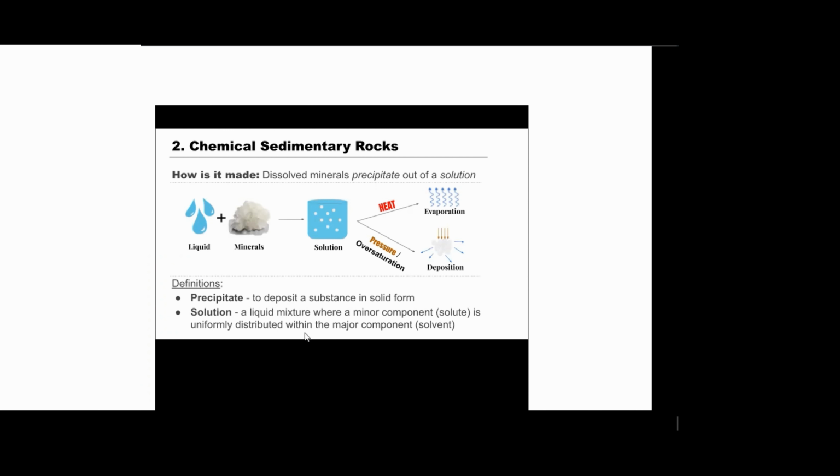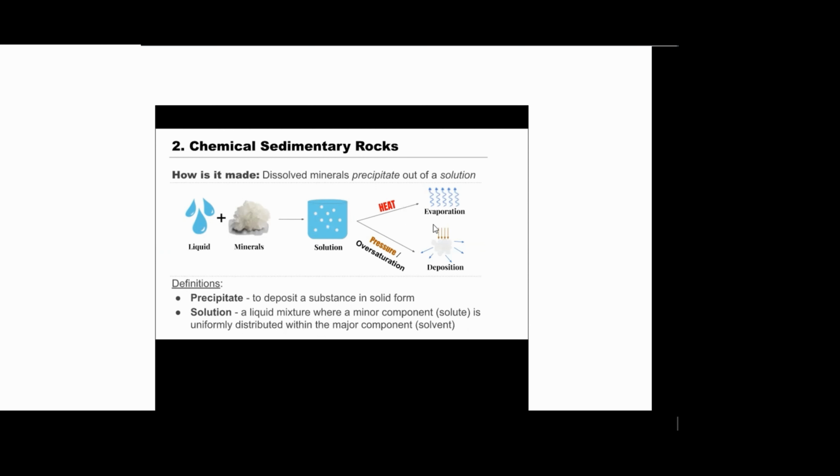So the solution is the mixture where the solute, or the minor component, is uniformly distributed within the solvent, which is the major component. If you think of salt water, the solute would be the salt, the solvent would be the water. It's not always a liquid and a solid. You can have two liquids, you can have two solids. It's just a minor component and a major component. So the precipitate is going to be that minor component. That's what's going to get settled out of it.